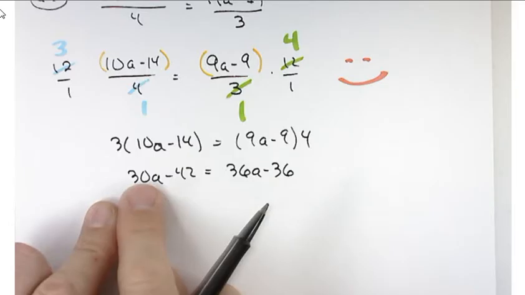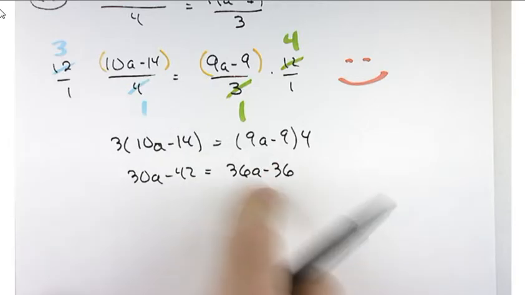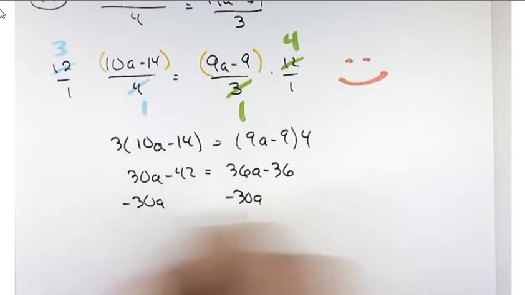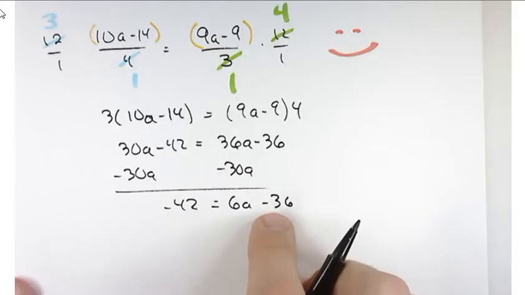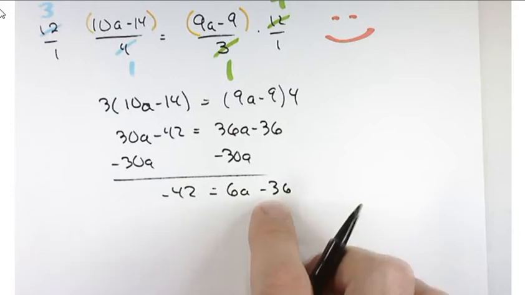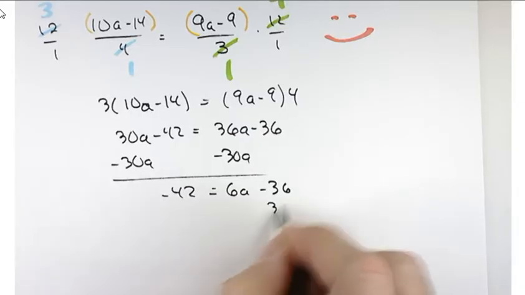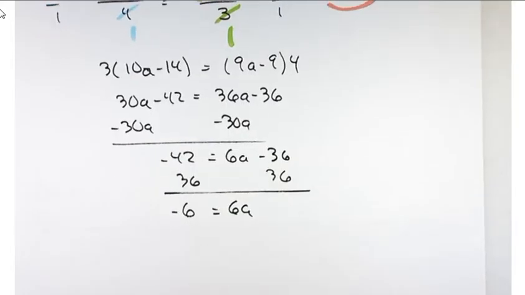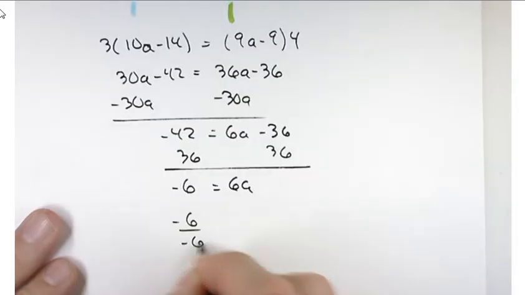What side should I put my variables on? The left-hand side or the right-hand side? The right-hand side. 36 is bigger than 30. So I'll subtract 30a from both sides. Once I get my variable on one side, I can put the constants on the other side. So that's the part without the variable. Add 36 to both sides. And you get negative 6 equals 6a. Almost done. Last step is to divide both sides by positive 6.